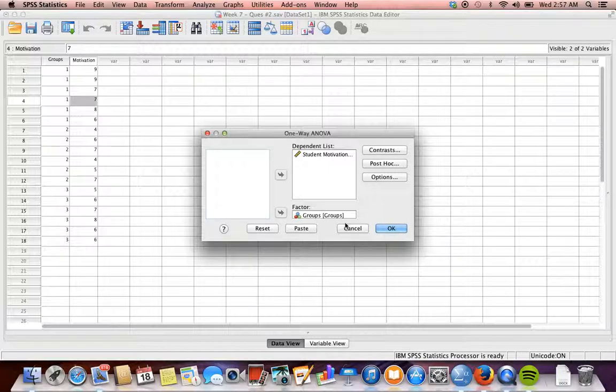Just make sure that you cover each part of the question so you can get full points on the question. Okay, so that will help you for questions 1 and 2 for week 7. Thank you.